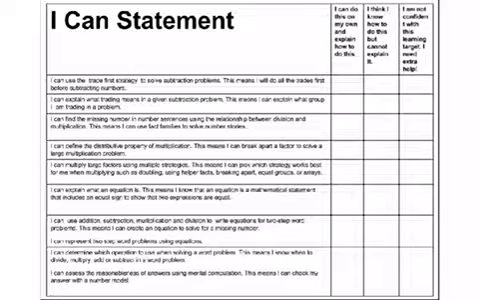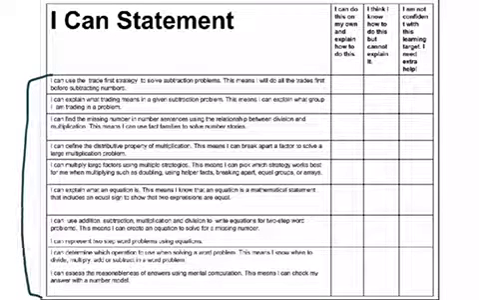And one way that I have them self-reflect as they are taking their pre and their post assessments is they are given a form that looks like this, and it has all of the different I can statements on it, as you can see. So here are all of our I can statements for the whole unit.